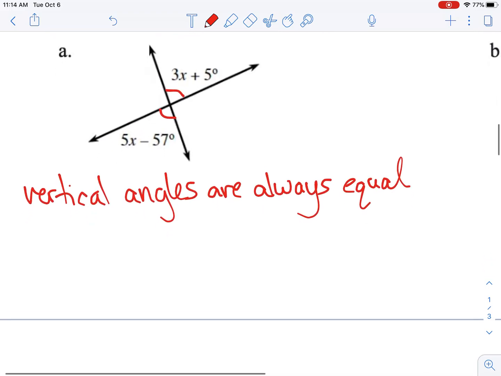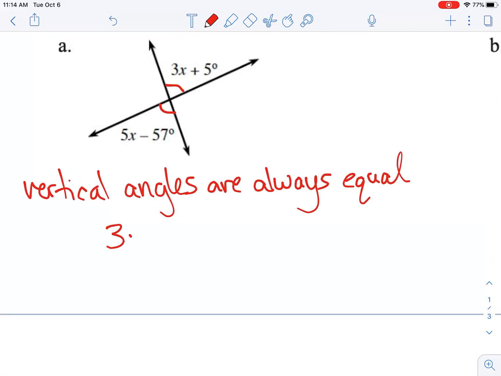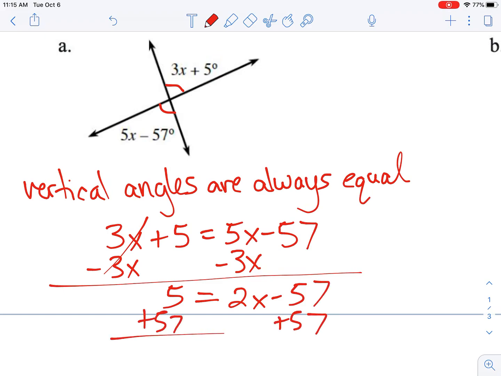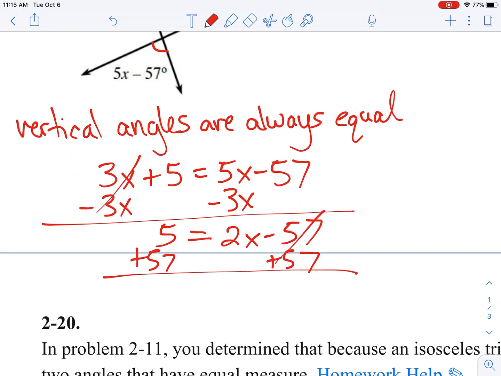And so since vertical angles are always equal, let's set up an equation that says they equal one another. So 3x plus 5 should equal 5x minus 57. And so now we have an equation where we can solve for x. So I'm going to go ahead and subtract 3x from both sides. 5 is equal to 2x minus 57. Now I'm going to go ahead and add 57 to both sides to isolate the x value. So 62, and then I can go ahead and divide by 2 to find x is equal to 31.